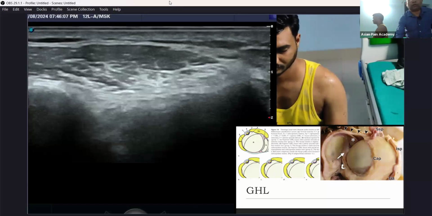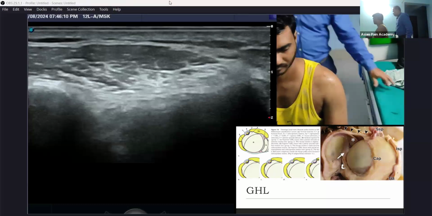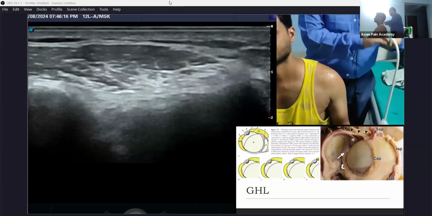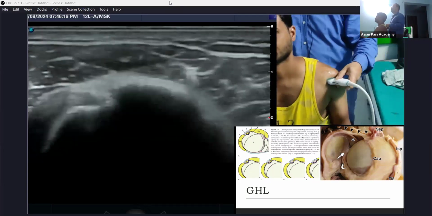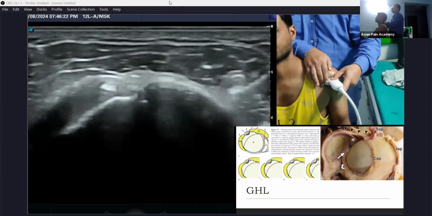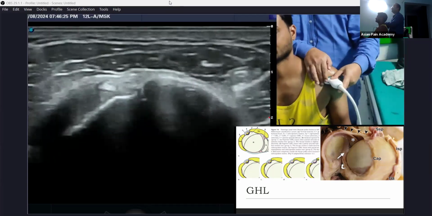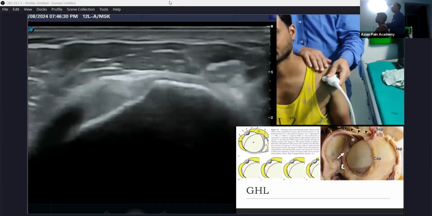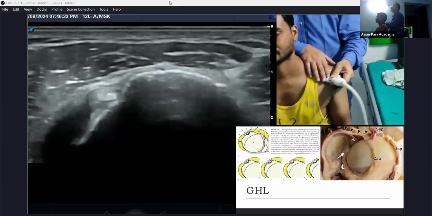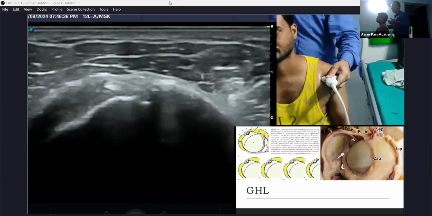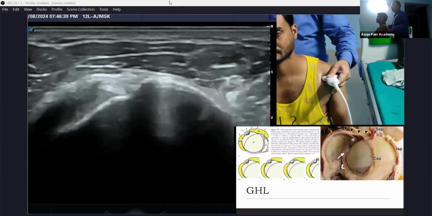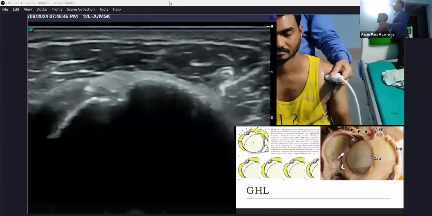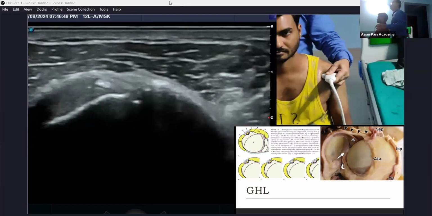Okay, so I will show you now. Again we will see the bicipital groove area very nicely. But now I am seeing it with a bit more high frequency, and I am seeing it by zooming.